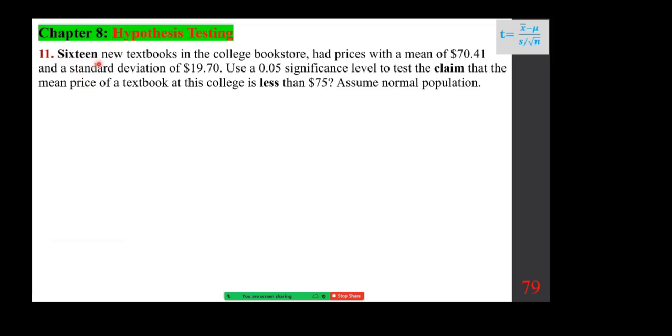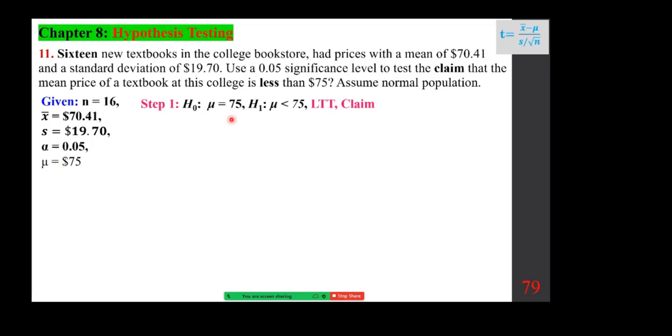So what's given? The first number, n equals 16. The mean of 70.41 pertains to those 16. So this is X bar. Those 16 have a mean of 70.41 and a standard deviation of 19.7. This is S, not sigma. Goes back to 16, not to all. Alpha is given as 0.05, mu is 75. So the very first thing, spend enough time reading the question to understand the given.